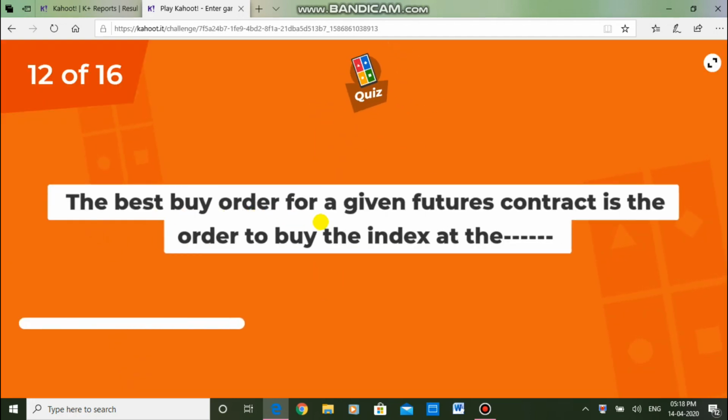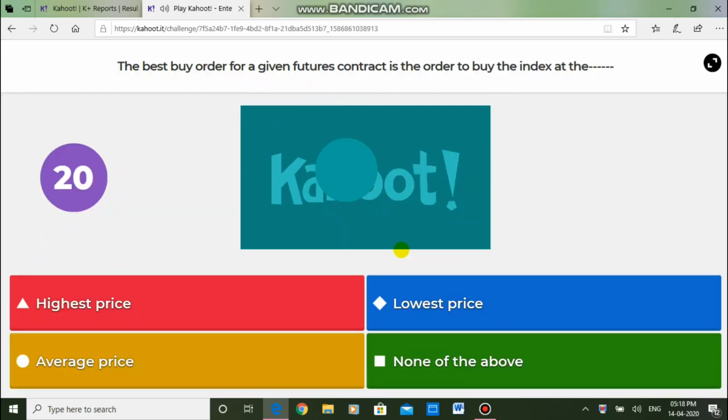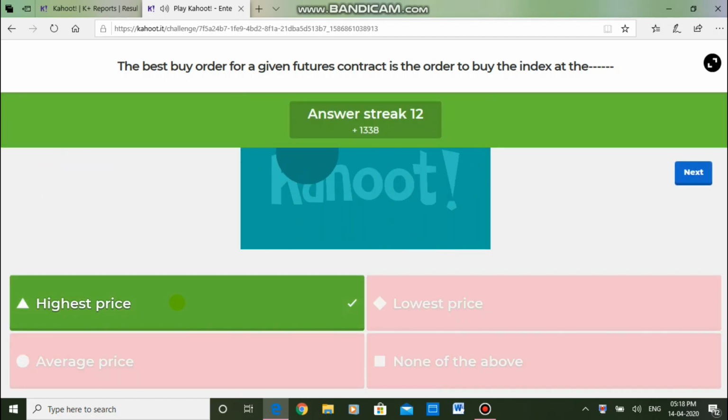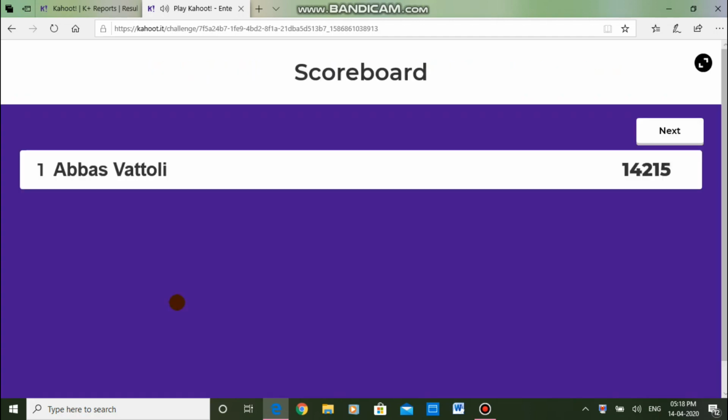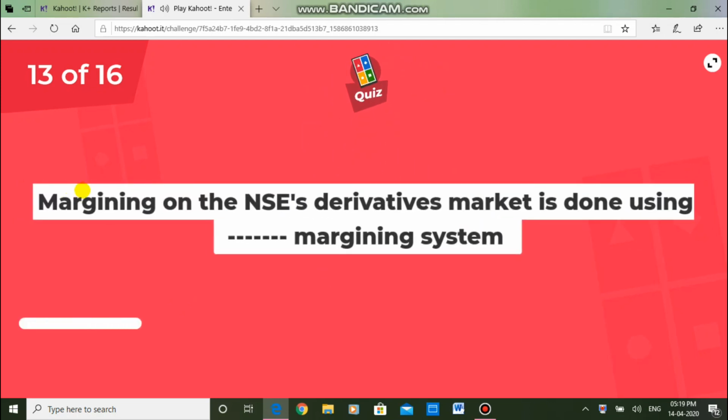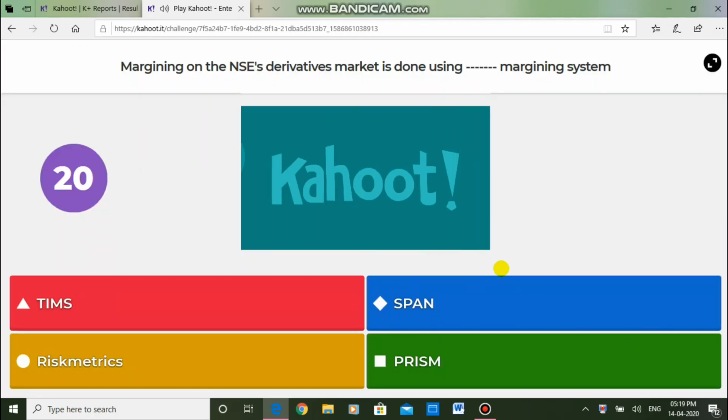The best buy order for a given futures contract is the order to buy the index at the dash: highest price, average price, lowest price, none of the above. Correct answer is highest price. Margining on the NSE's derivative market is done using dash margining system: EIMS, risk matrix, SPAN, prism. Correct answer is SPAN.